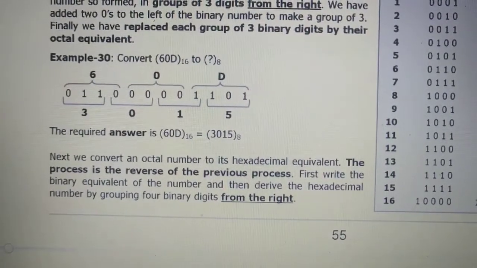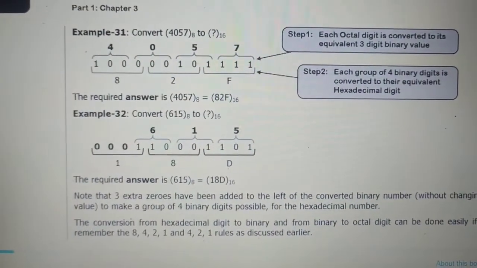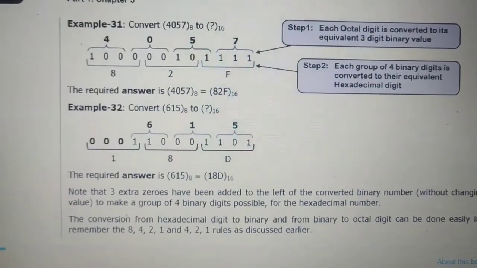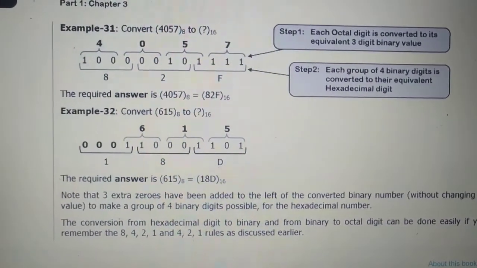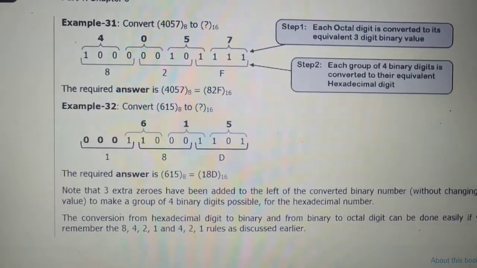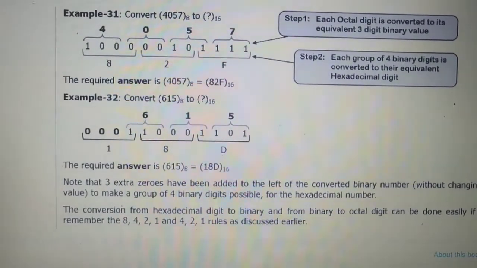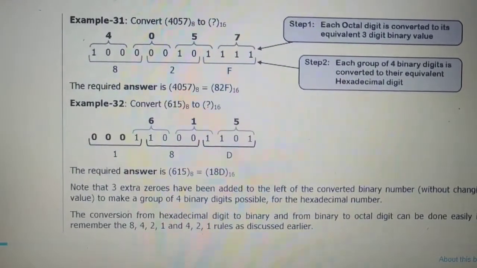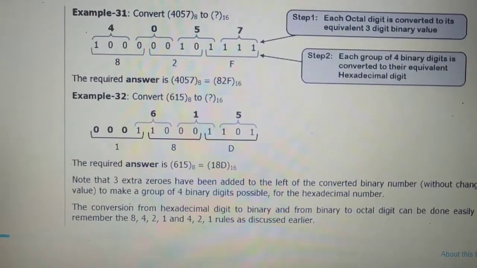Now we are moving on. Hexadecimal to octal we have done. So now we will convert octal to hexadecimal. So the first question is 4057 in base 8, to base 16. Again we have to repeat the same thing: from octal we have to convert into binary, that is base 2, and then from base 2 we will convert to base 16.